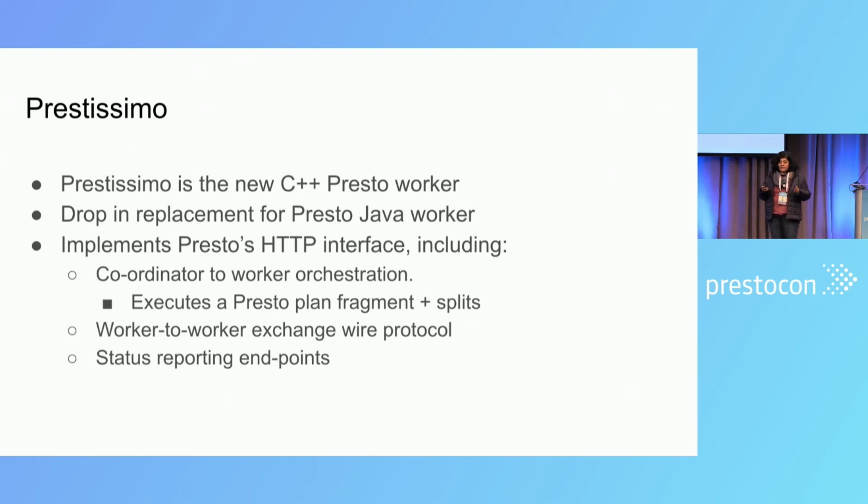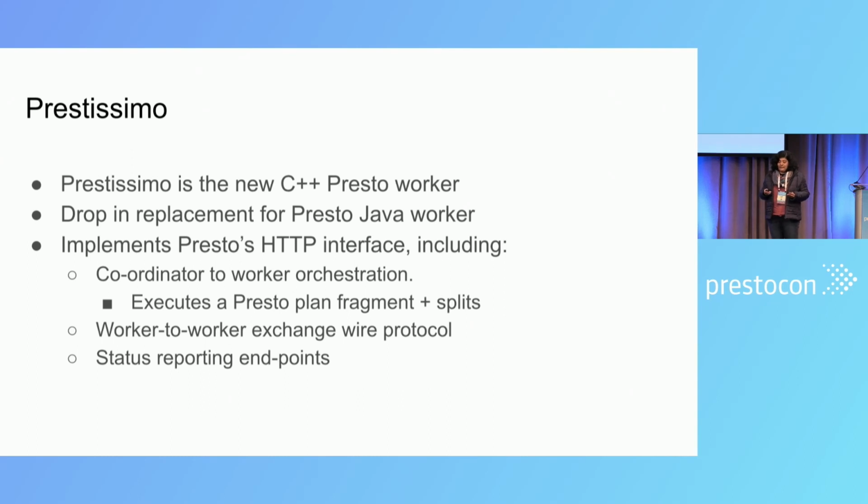So basically, the three main things are that plan fragments are submitted to the worker engine, sent from the coordinator to the worker, and the worker will execute this plan fragment and splits. Prestissimo also includes the interpretation of the worker-to-worker exchange wire protocol. So we pick up the data buffers that are sent by the coordinator or by other workers, and we have all the serialization, deserialization, and implementation of the protocols to interpret those data buffers into Velox vectors, and this is again super efficient.